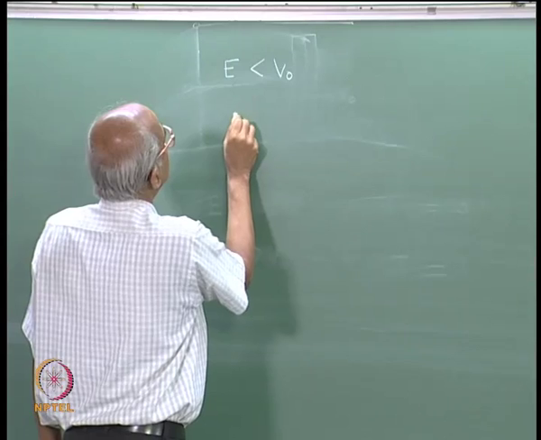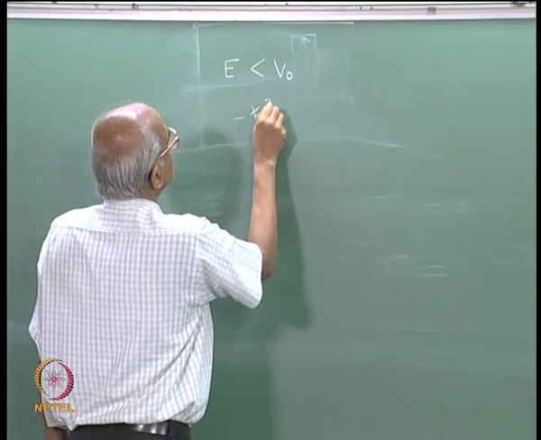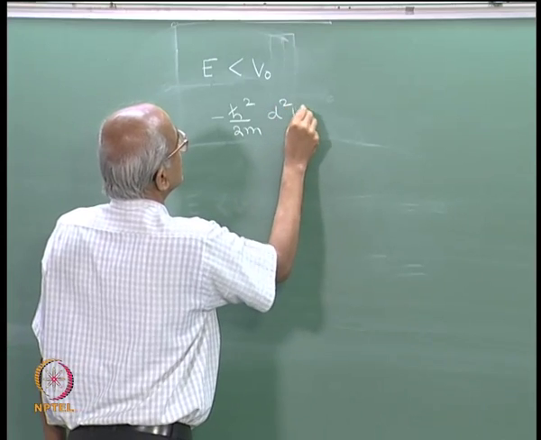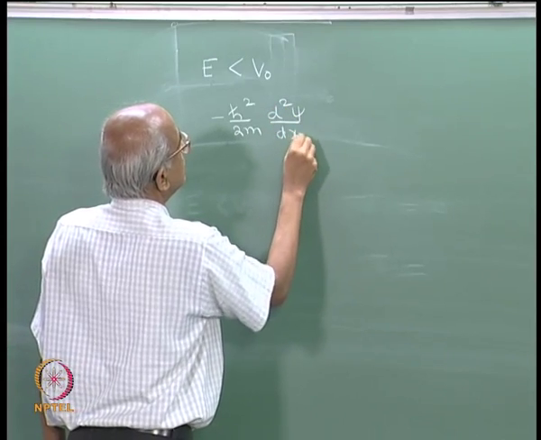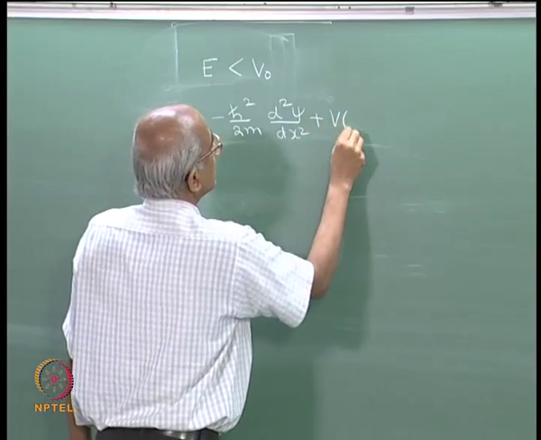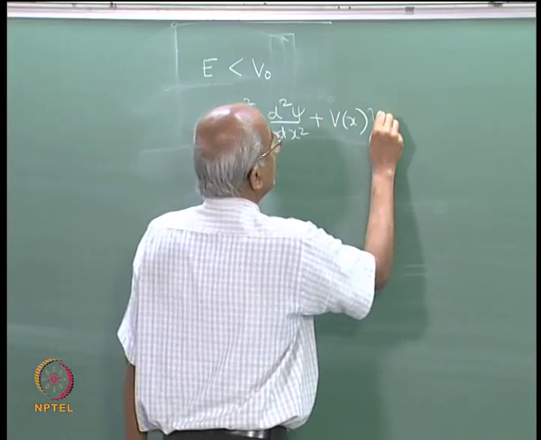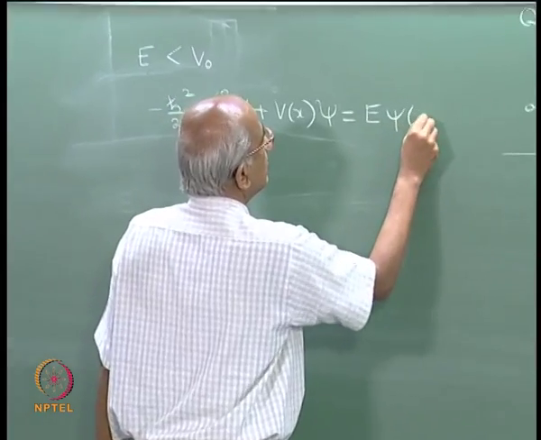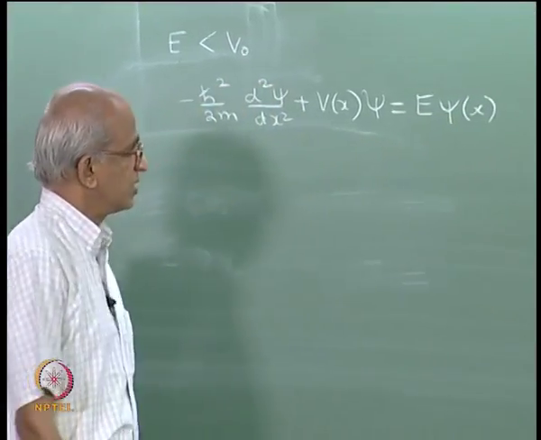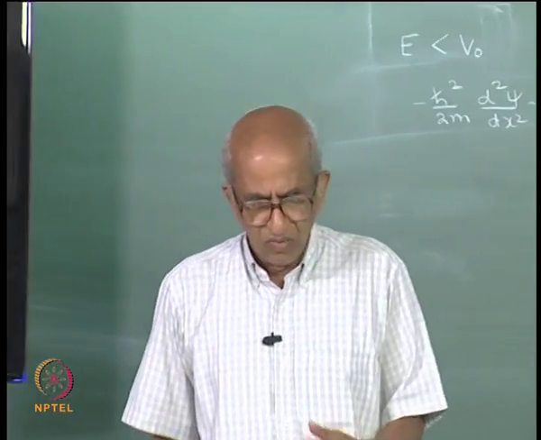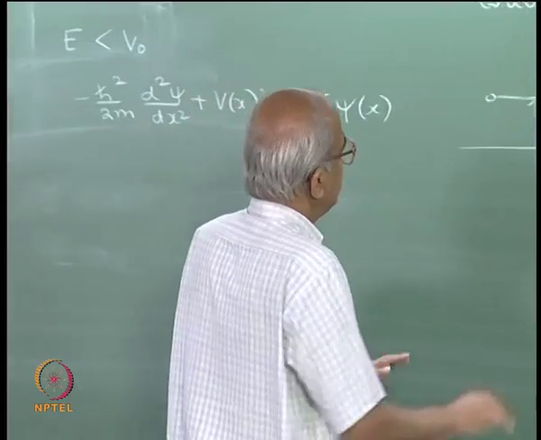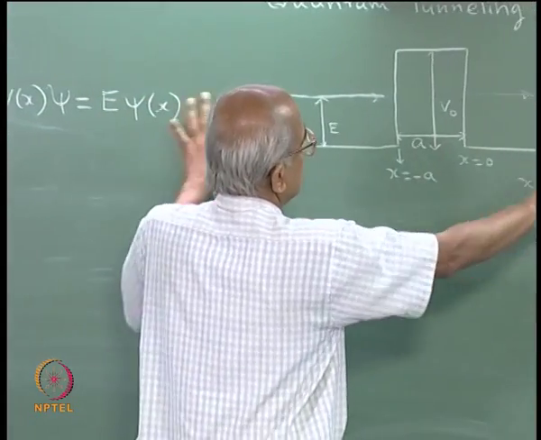that minus h cross square by 2m d square psi by dx square plus V of x into psi is equal to E psi. This is what the time independent Schrodinger equation says. So, what we will do now is to solve this equation in all these regions.